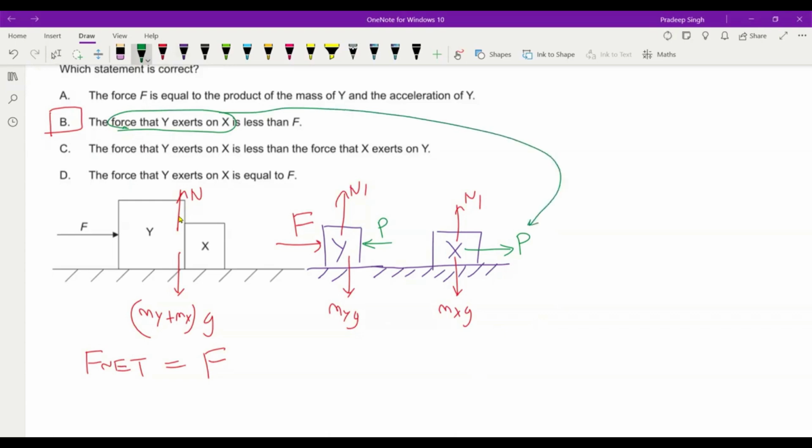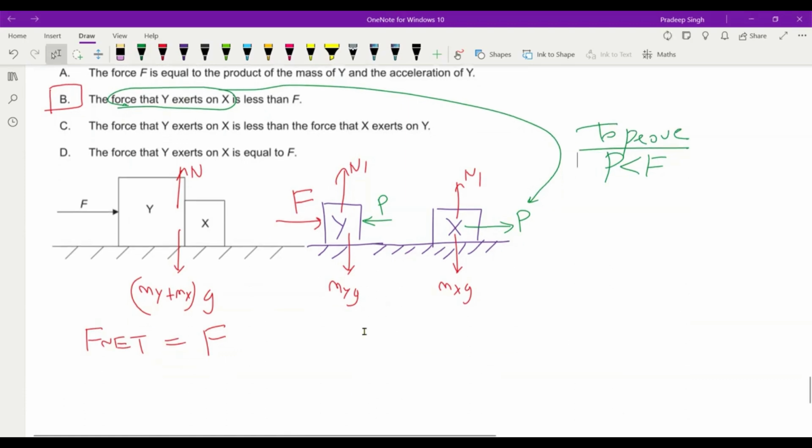And according to option B, P is less than F. So how do we prove that, Ahan? P is less than F. Because F is not being balanced anywhere, whereas this P is. Great. Apply Newton's second law for the combined thing. What will be the equation? The whole mass into acceleration is equal to F. F is equal to total mass into acceleration, right? Now, if you apply Newton's second law only for X, what will the equation look like?